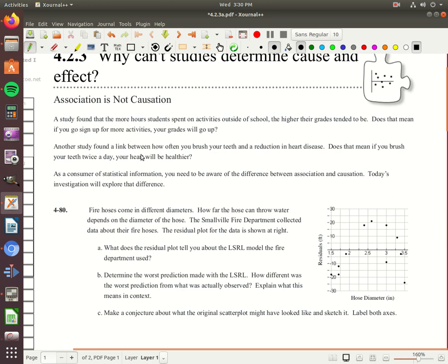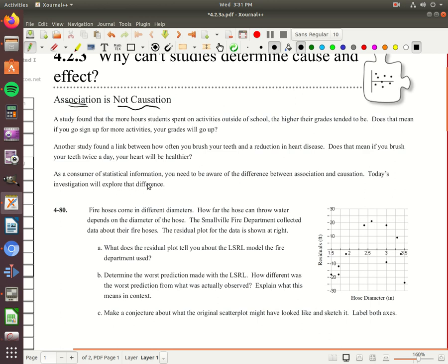Anyway, another study found a link between how often you brush your teeth and a reduction in heart disease. Does that mean if you brush your teeth twice a day, your heart will be healthier? Well, think about it. Is your heart like, oh boy, really working the gums today? I'm not gonna have a heart attack today. More than likely, this kind of person that brushes their teeth takes care of themselves and is less likely to have heart disease. Again, they're not necessarily causing it just because they're associated.